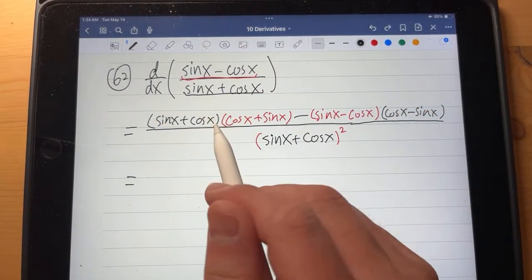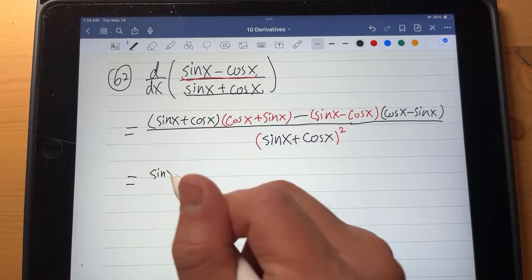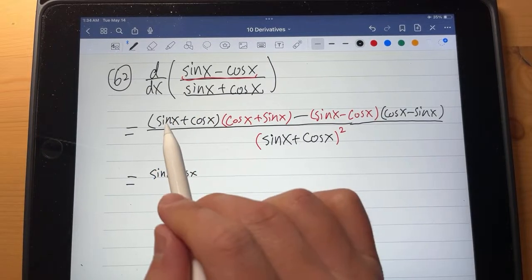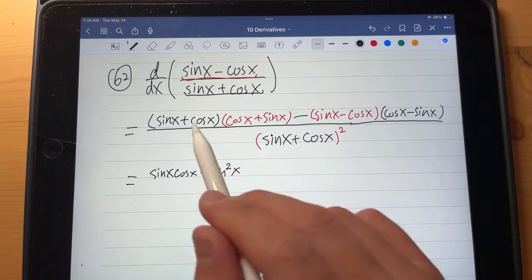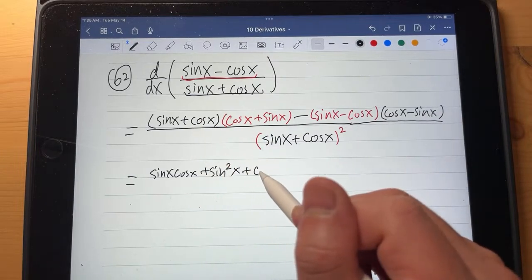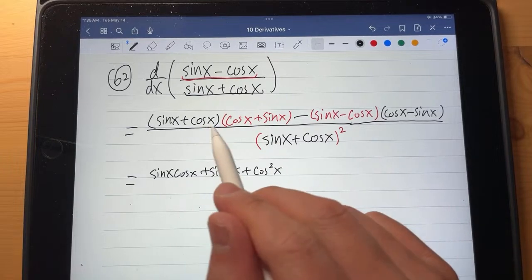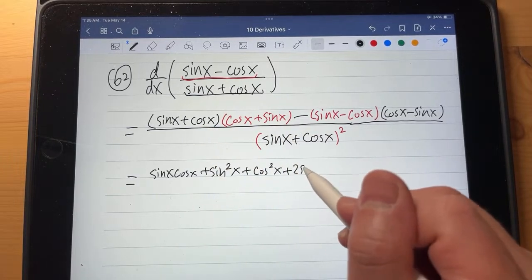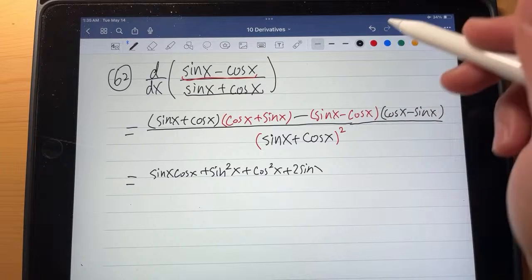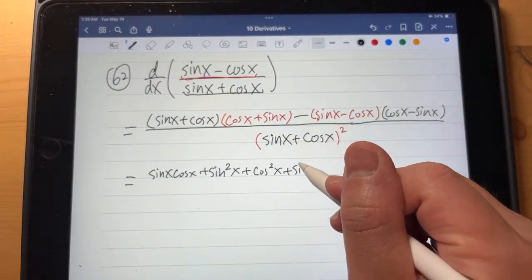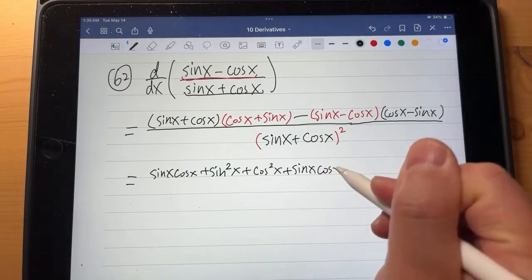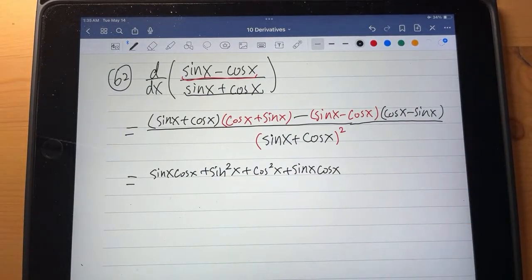Sine x times cosine x is sine x cosine x, and this times that is plus sine square x, and then this times this is plus cosine square x, and this times that is plus 2 sine, sorry, is cosine sine, so let's put the sine down right here first. Yeah, this times that. Cool.